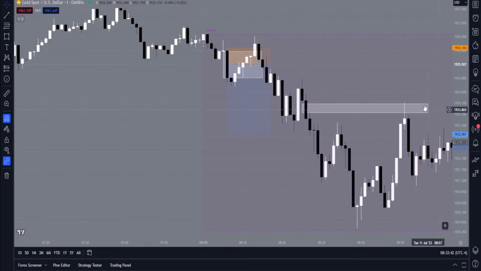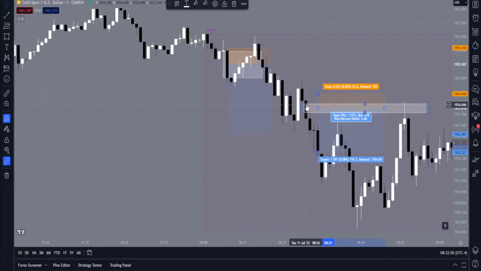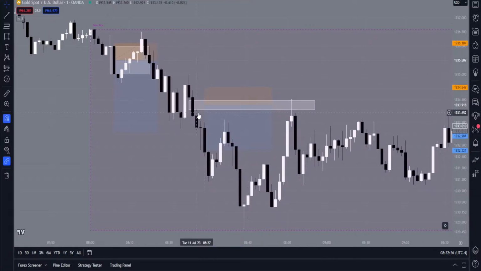And I drag it out. And if we do 50% of this right here, and we put stop loss on the candle that caused the imbalance, and 1 pip above, which would be 6.2. Alright, and we do a 4R.